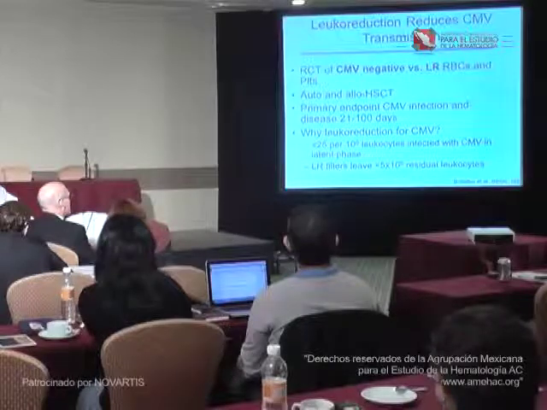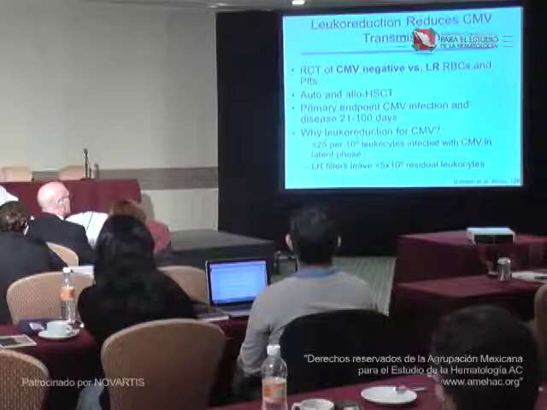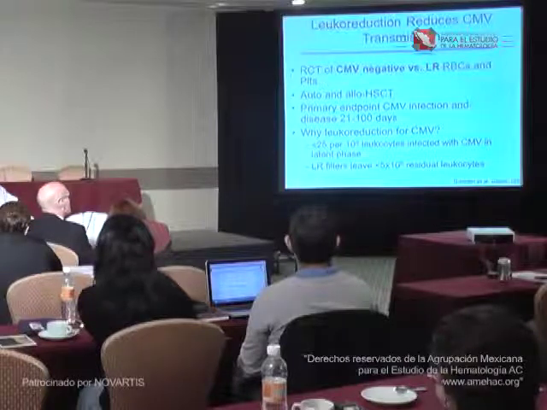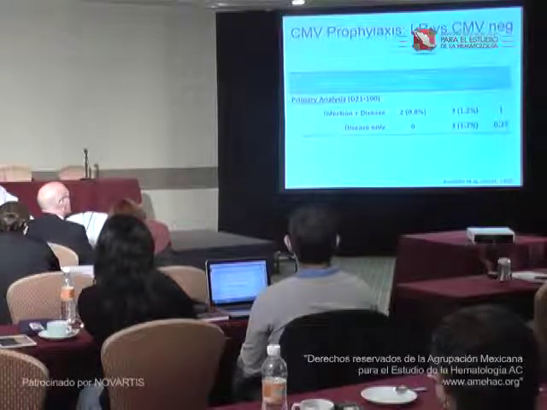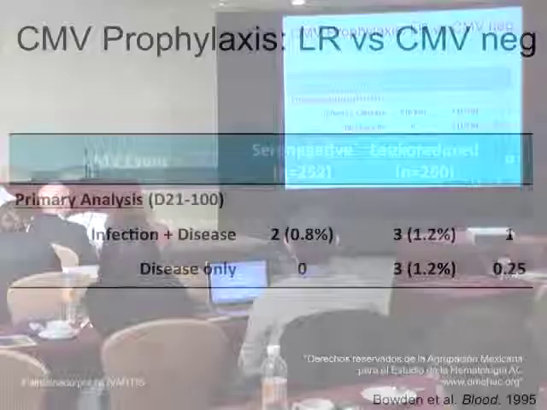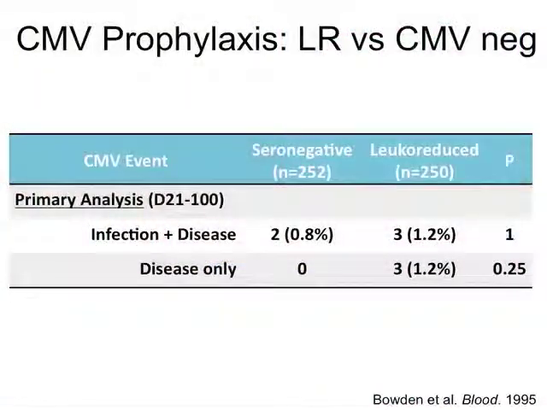Therefore, there is a residual small chance of CMV virus being in the white cells that are transfused. The primary result of this trial showed that the incidence of infection and disease was the same in the seronegative and in the leukoreduced groups. And so we consider CMV seronegative and leukoreduced blood components to have the same CMV infection risk.